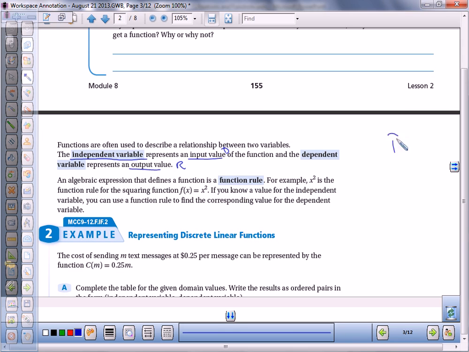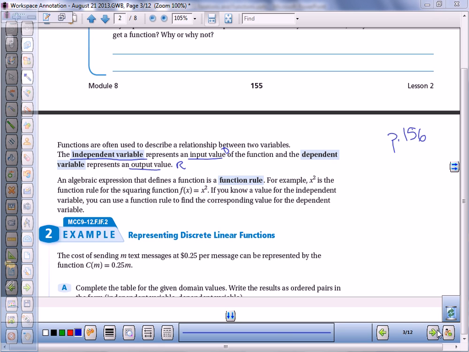Functions can be used to describe a relationship between two variables. Now, in science you call one of the variables the independent variable, right? The independent variable is our input for our domain. And the dependent variable is our output, therefore our range. So the independent variable is your x, usually. The dependent variable is f of x, what you get out, your y. Any questions about that? Okay.